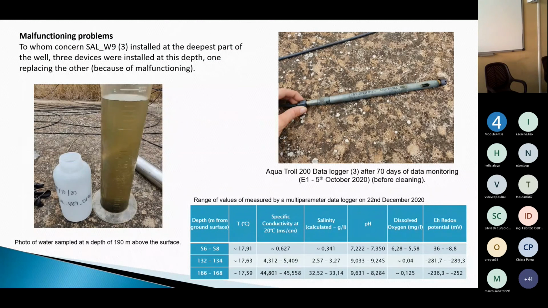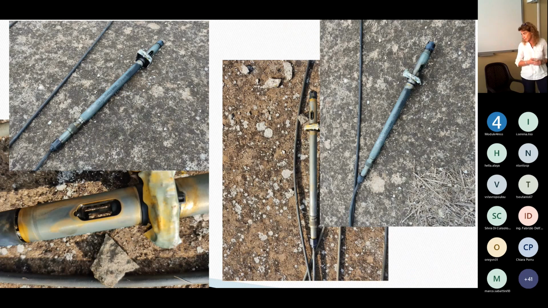Considering the fact that the salinity evaluated at the bottom of the transition zone was really high, we changed and replaced this sensor 3 times, but at the last we decided to remove the sensor because the habitat was really inhospitable. So I think this is the major aspect. Thank you, Gabriella.